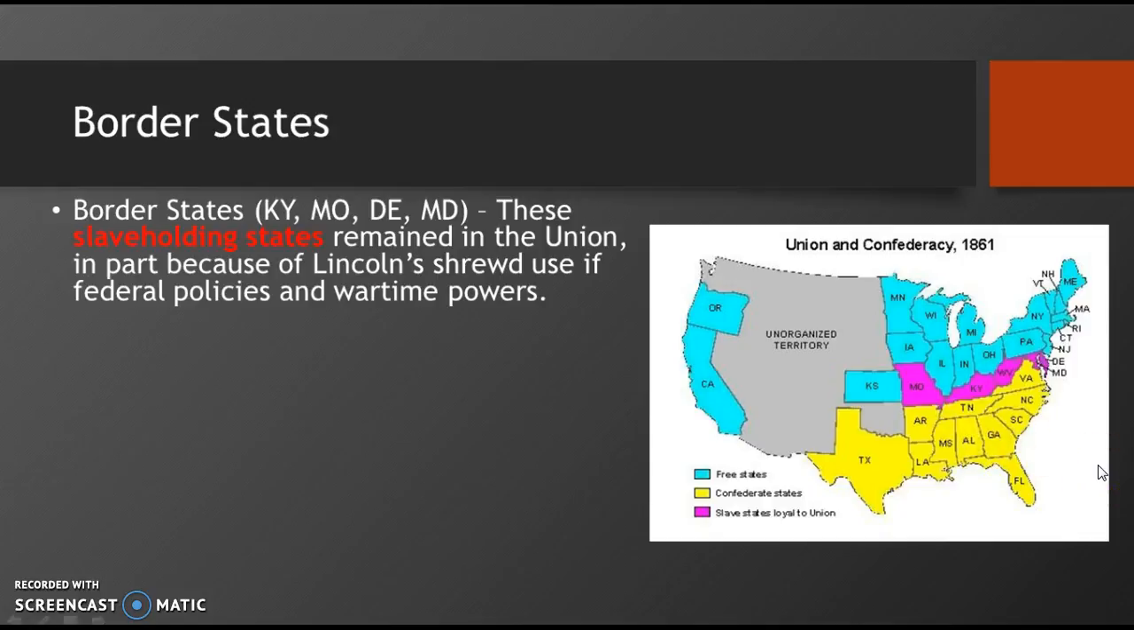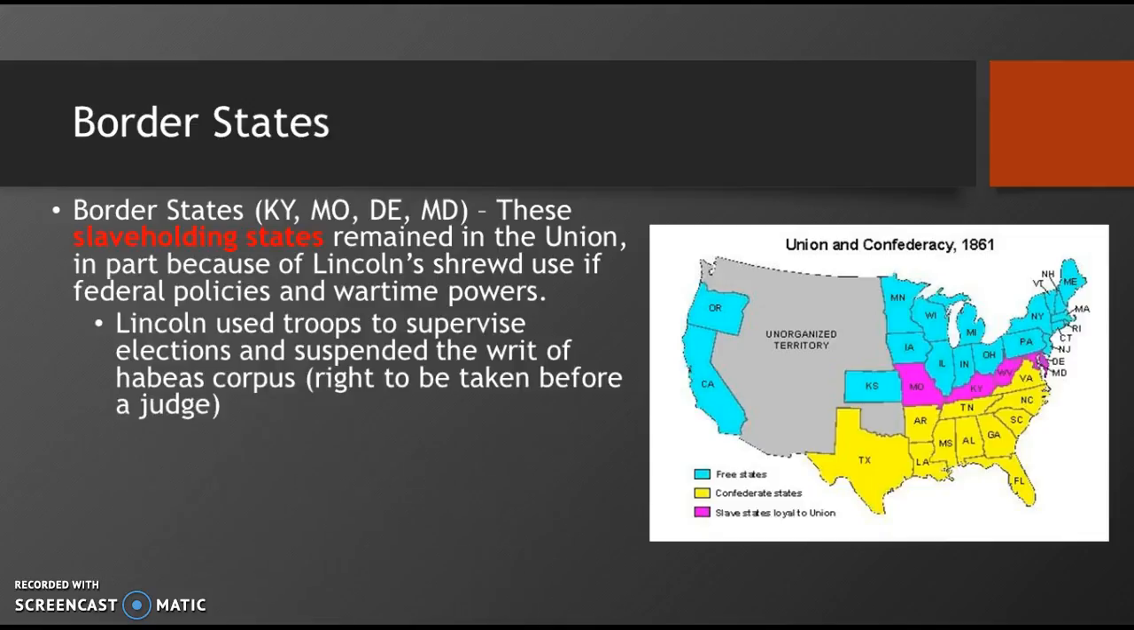Now, these are slaveholding states that actually chose to remain as part of the United States and not secede. And part of that was because of Lincoln's very wise use of federal policies and wartime powers. It was controversial, some of the things he did, but largely because of some of his actions, those states stayed part of the United States. Here are some of the controversial actions Lincoln took to keep those border states in the Union.